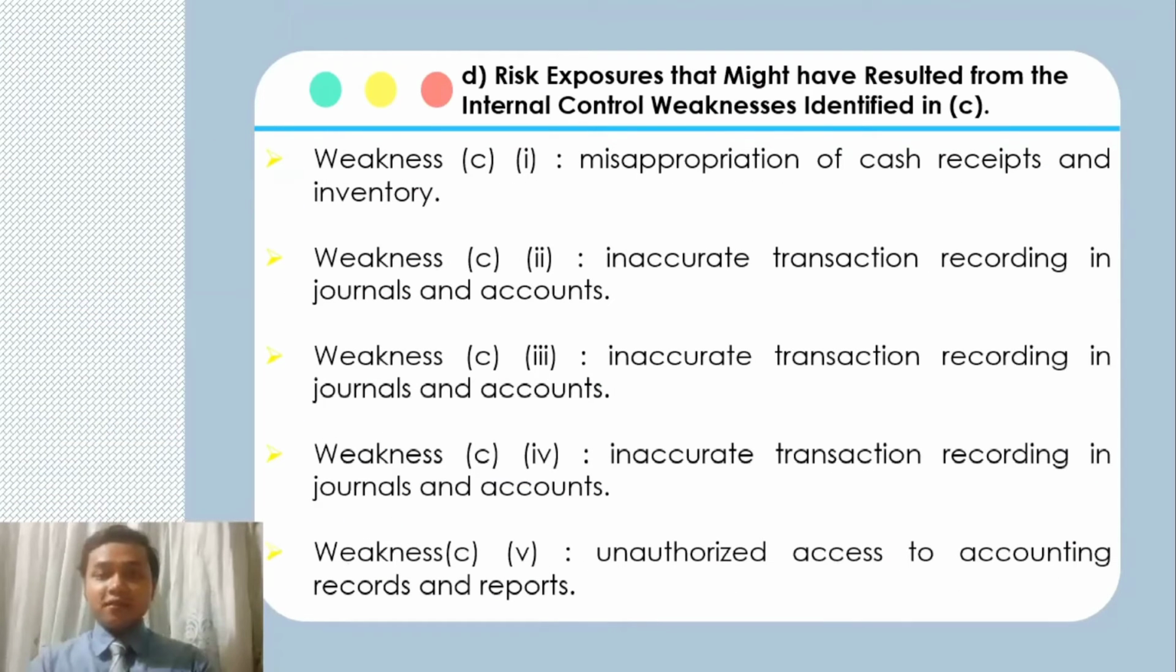Next question D. There are several risk exposures that might have resulted from each of the internal control witnesses identified in question C. For the first witness, the risk exposure that might result is a risk of misappropriation of cash receipts and inventory. For the second one, the risk exposure that might result is inaccurate transaction recording in journals and accounts. For the third witness, the risk exposure that might result is also inaccurate transaction recording in journals and accounts. For the fourth one, the risk exposure that might result is also inaccurate transaction recording in journals and accounts. And for the last witness, the risk exposure that might result is unauthorized access to accounting records and reports.